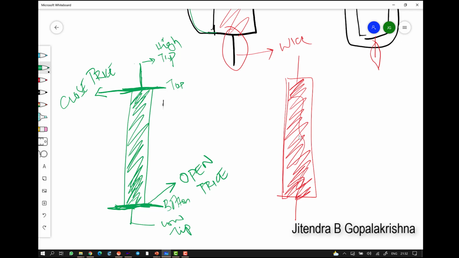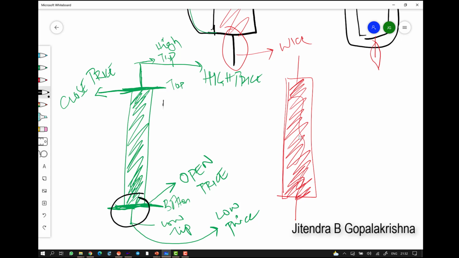This tip, the top tip, represents the high price, which means the highest price of a particular time frame. And finally, the low tip represents the low price. Once again, the bottom represents the opening price, closing price, high and low.